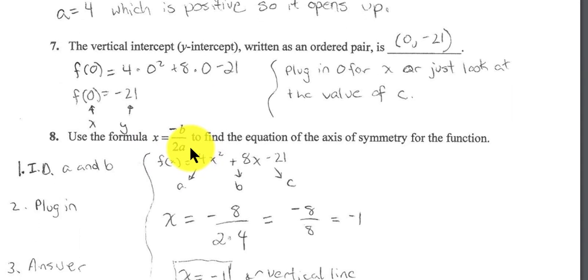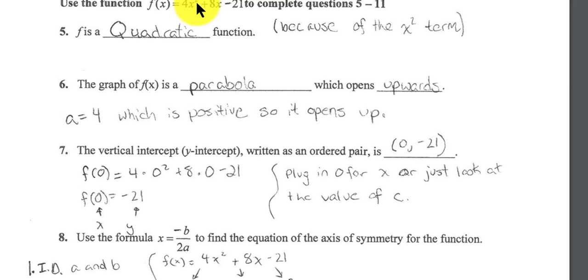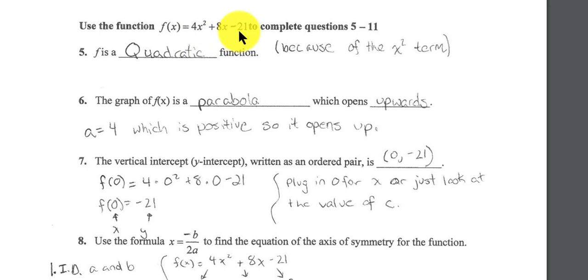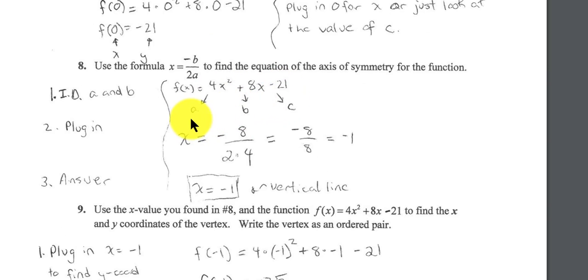Now, here's the formula for the axis of symmetry. Remember, the axis of symmetry is the imaginary dotted line that's going to split your parabola in half. Okay, so the a and the b, where does that come from? Well, if I take this equation, 4x squared plus 8x minus 21, the a is the coefficient of the x squared term. The b is the coefficient of the linear term, or the x term. And c is the constant term. So in this case, a is 4, b is 8, c is negative 21.